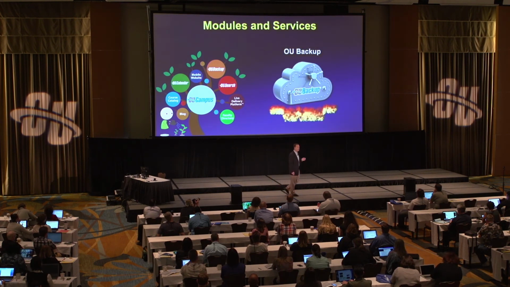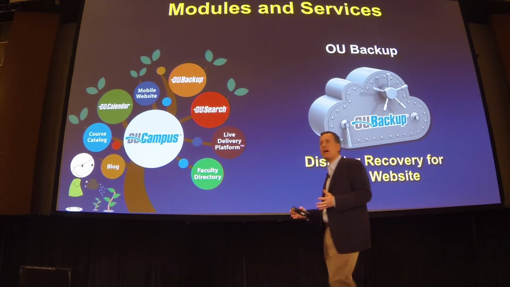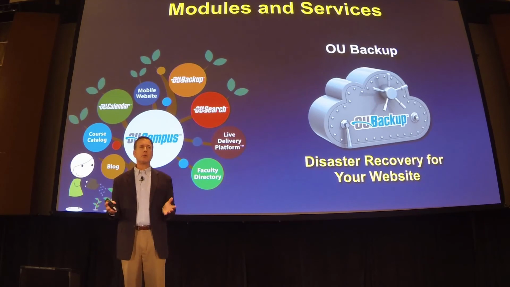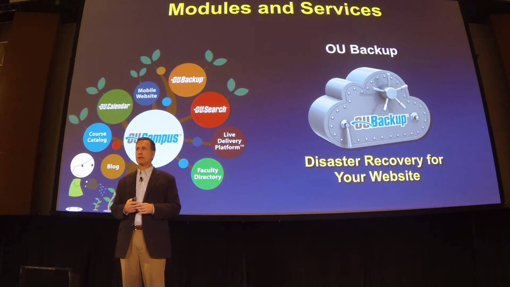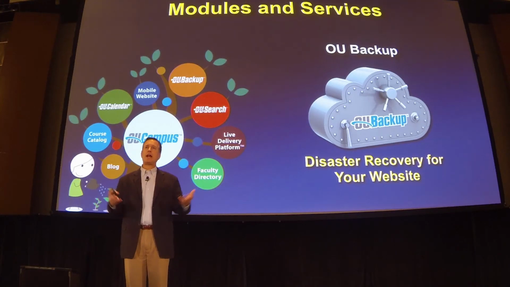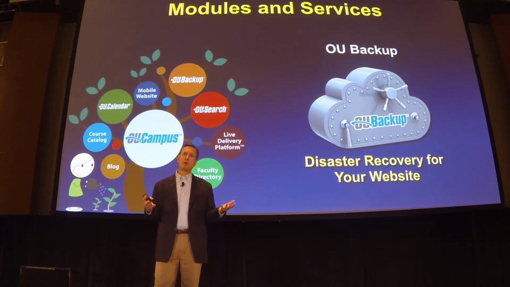OU Backup. OU Backup is something that I introduced here last year, in fact, and this is a great disaster recovery for your website. So this is something that you can rely on us to have a complete copy of your website, and should disaster strike, you can have the entire website back up and running very quickly. So this is a great service for those who rely on us for your web content management system. We create huge caches of your content all the time. Well, ask us about OU Backup for a complete backup service that can be brought online whenever you need it.